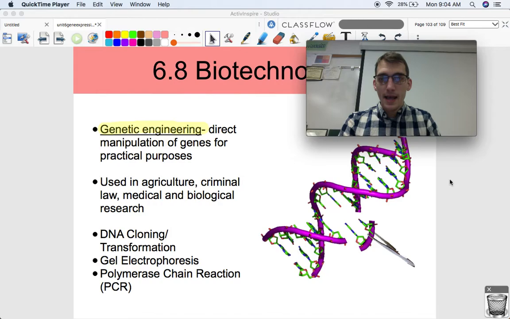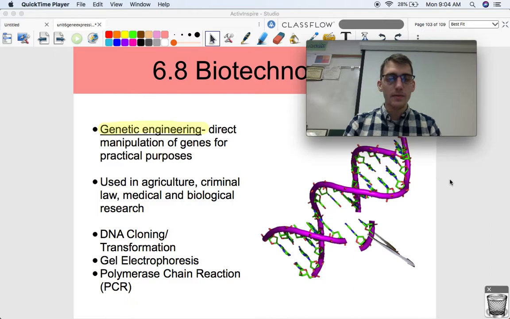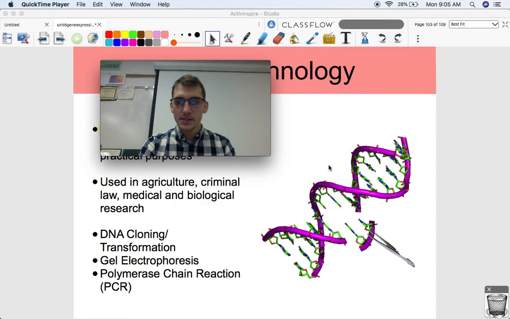It's absolutely amazing. So three main processes that we're going to be talking about today are DNA cloning and transformation, gel electrophoresis, and PCR, polymerase chain reaction, as well. Here's just an overall symbol of genetic engineering. Look, here's my forceps. I can take this part of the DNA out and I can change it around and make it do what I want. It's incredible.